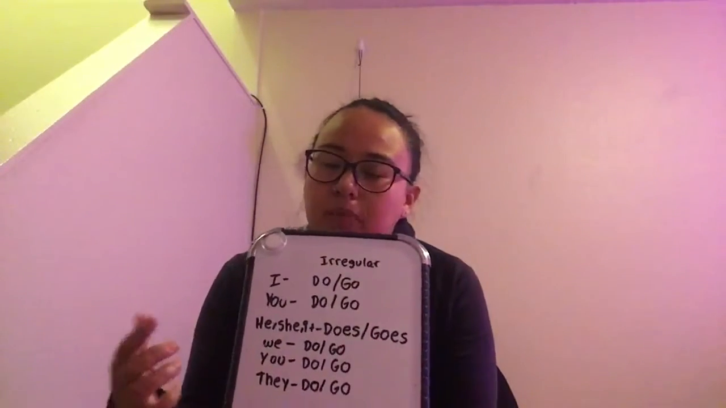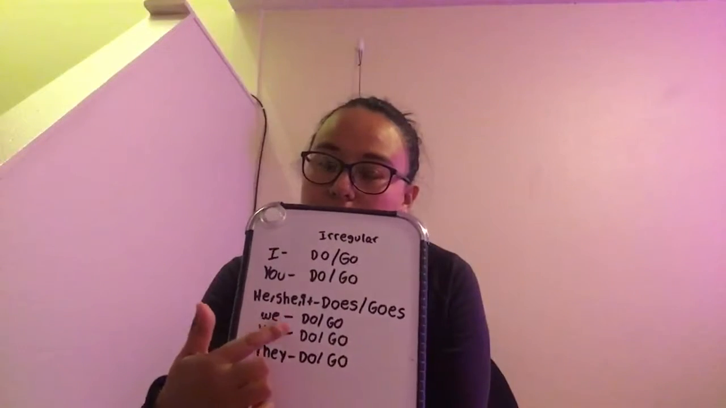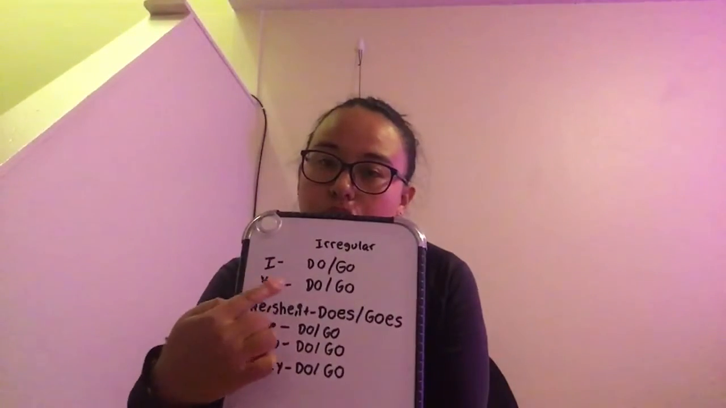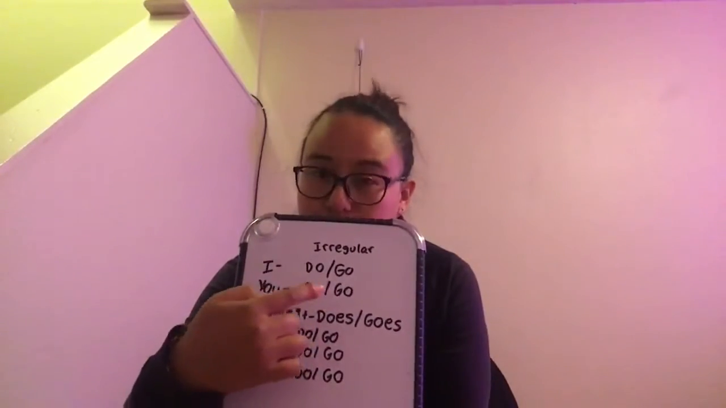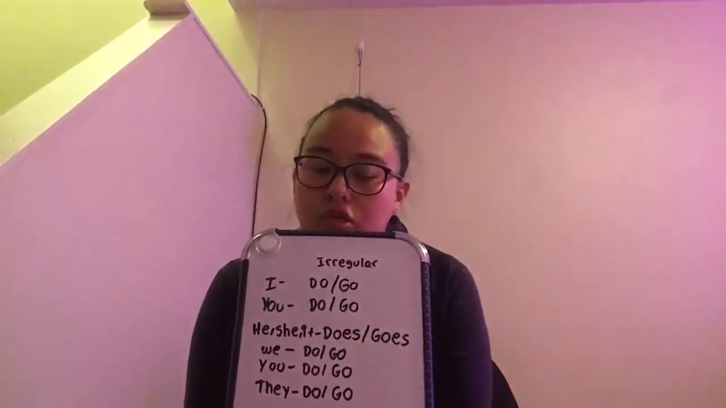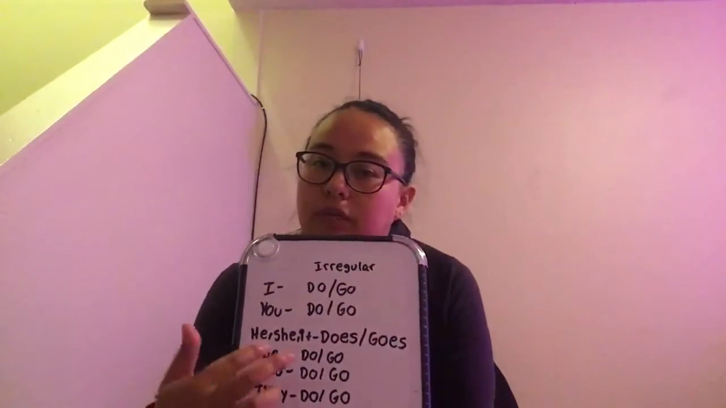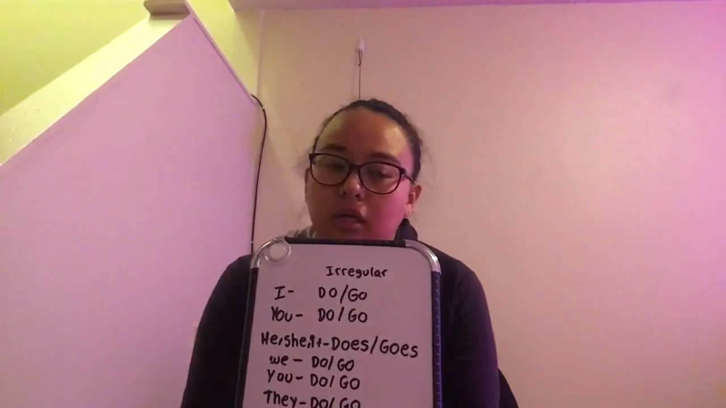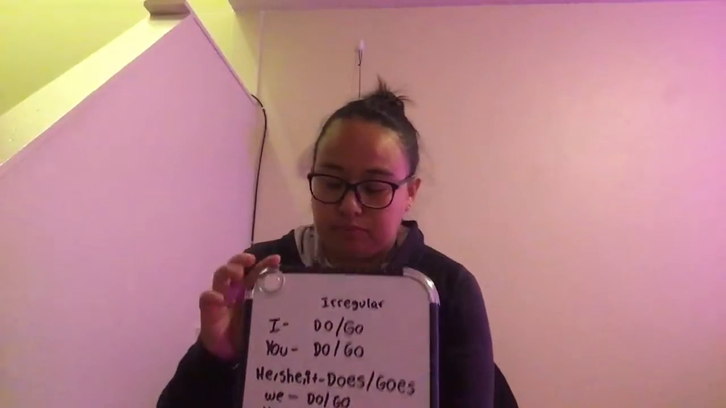In the other persons it's the same, just the infinitive form. So we do, they do, I do, you do, and the same for go. I go, you go, they go, and we go. So we just have to be really careful with these two verbs and some others that you're going to be learning in the future.